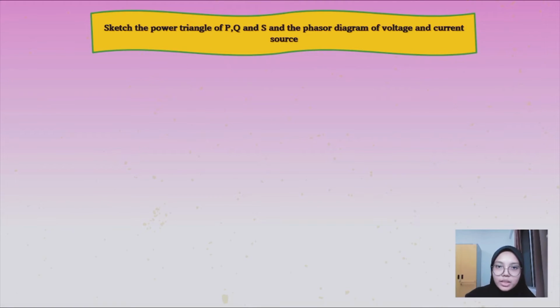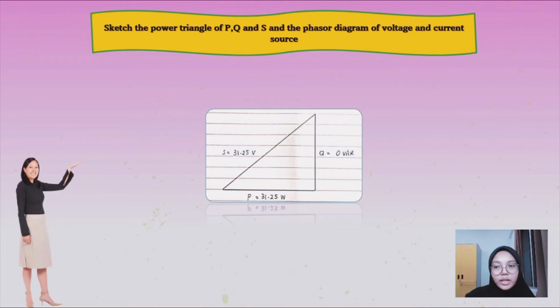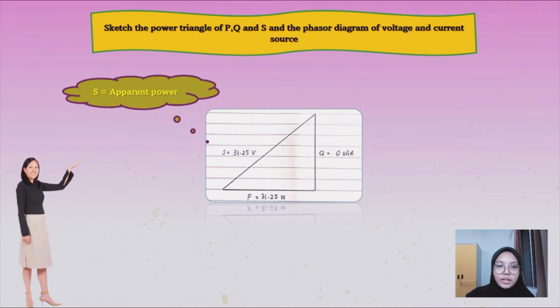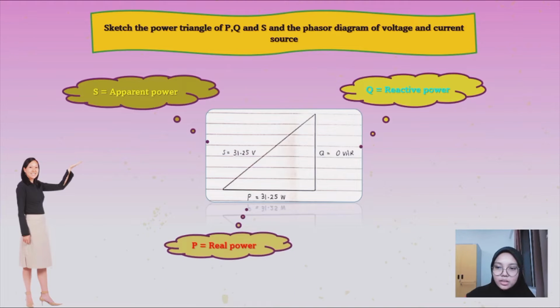Next, I will continue with sketching the power triangle of P, Q, and S, and the phasor diagram of the voltage and current source. So this is our power triangle of the circuit, and we have apparent power, reactive power, and the last one is real power. The value of apparent power that we get is 31.25 volt-ampere, the real power is 31.25 watt, and the reactive power is 0 VAR.